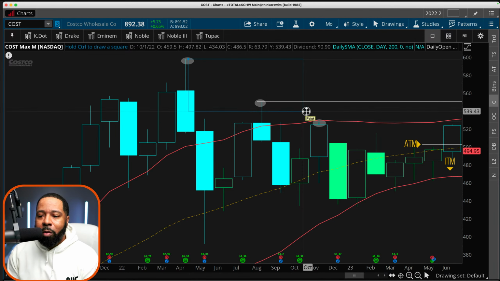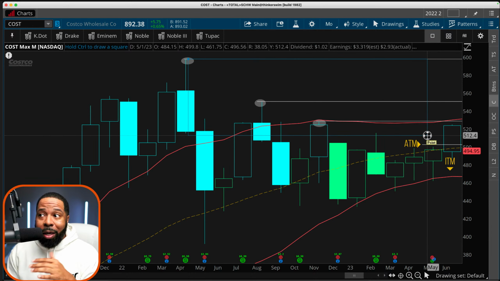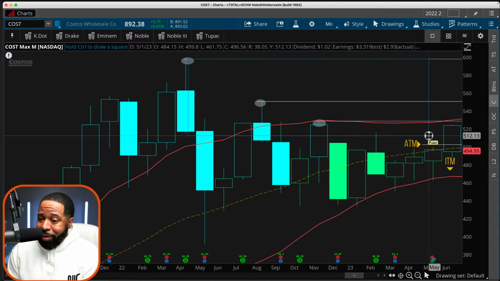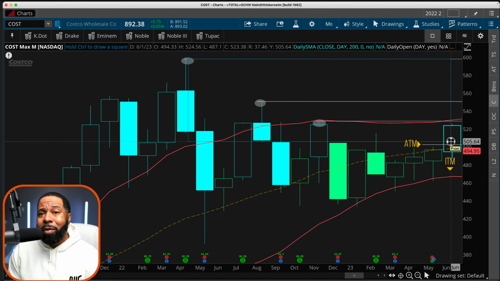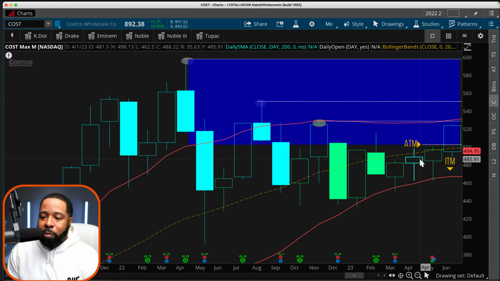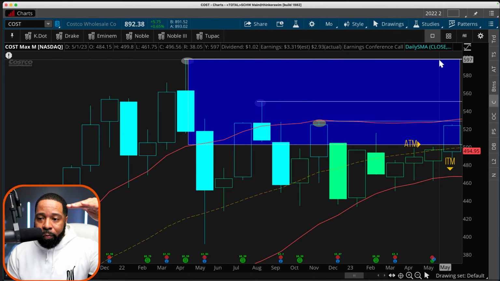All right, so to keep it really simple, most people are not buying in the money because they are more expensive. Most people are price sensitive. Most people are not buying in the money 60, 70, 80% delta strike prices. Most people are buying at the money or out of the money to get them a little bit cheaper so you can actually make some money. All right. So I put a box from the at the money price all the way to the last high.